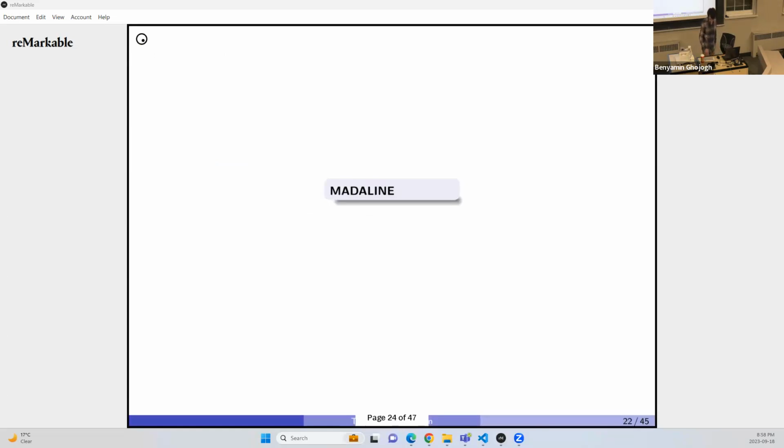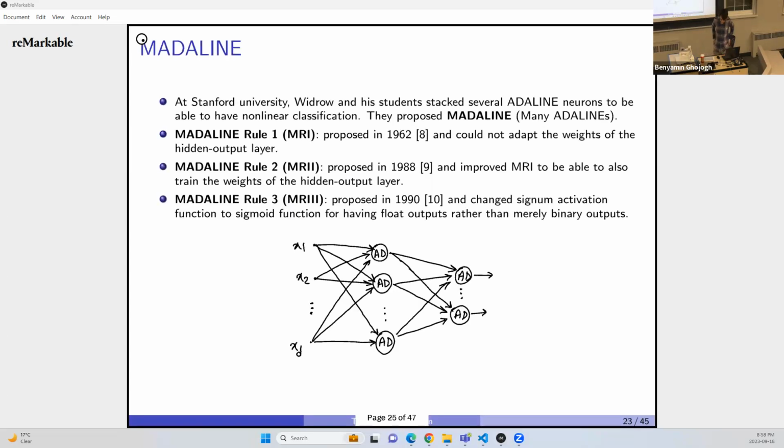Let's go to ADALINE. So that was ADALINE. At Stanford University, Widrow and his students stacked several ADALINE neurons. Do you remember I said they saw, especially for Perceptron, that Perceptron can only handle linearly separable classes. For nonlinearly separable classes, they said probably we should stack several linear classifiers. Hopefully they become powerful to handle nonlinear classes. Similarly, they did the same for ADALINE. They stacked several ADALINE neurons to have nonlinear classification. They proposed many ADALINEs, right?